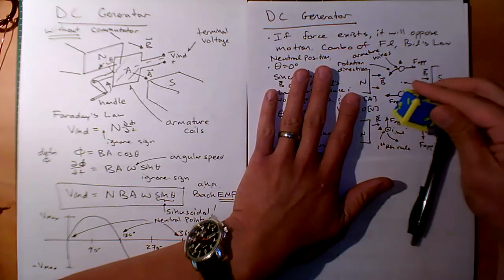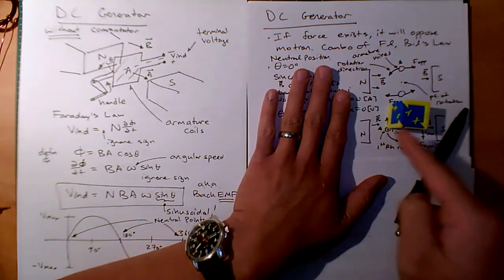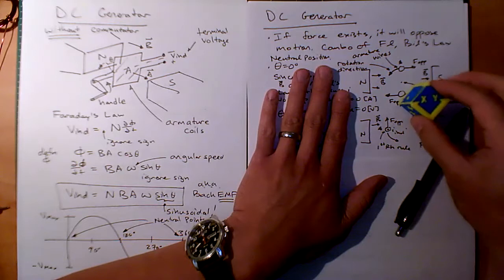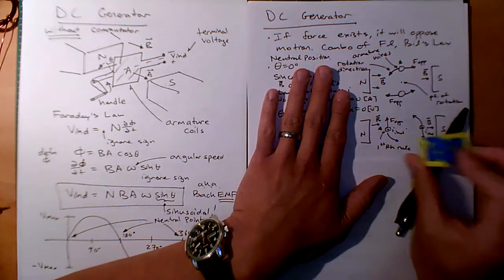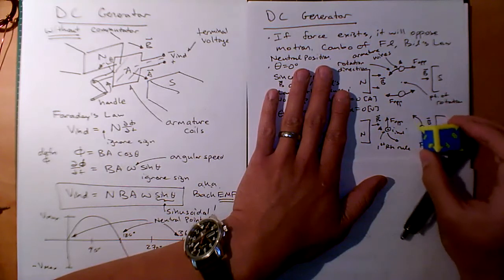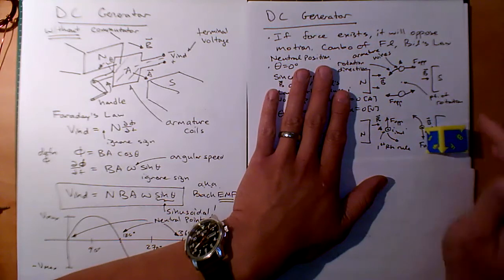F, B, and I is going to be pointing up out of the page. On this side here, if F opposes down, okay, F opposes down, let's look at what's going on. F is this way, and then B is to the right, I is going into the page. I hope that makes sense, right?